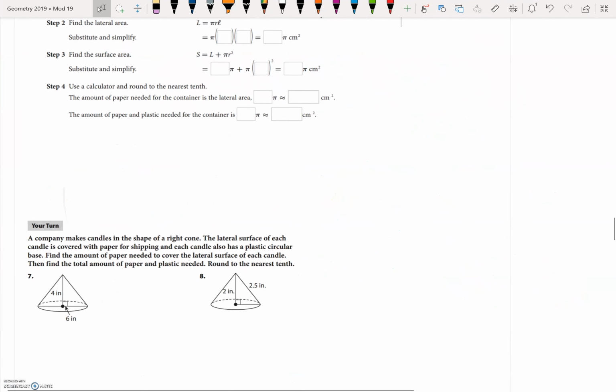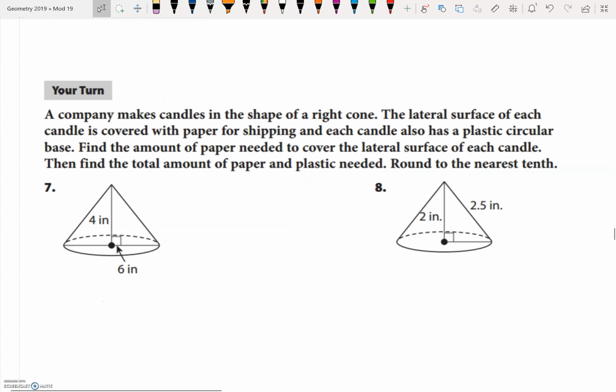All right, I'll give you another opportunity. Why don't you go ahead and pause the video and try to find the surface area of these shapes as well.